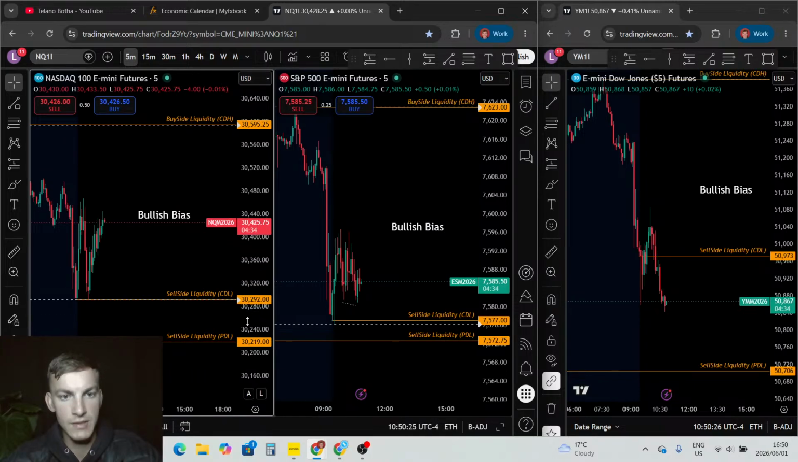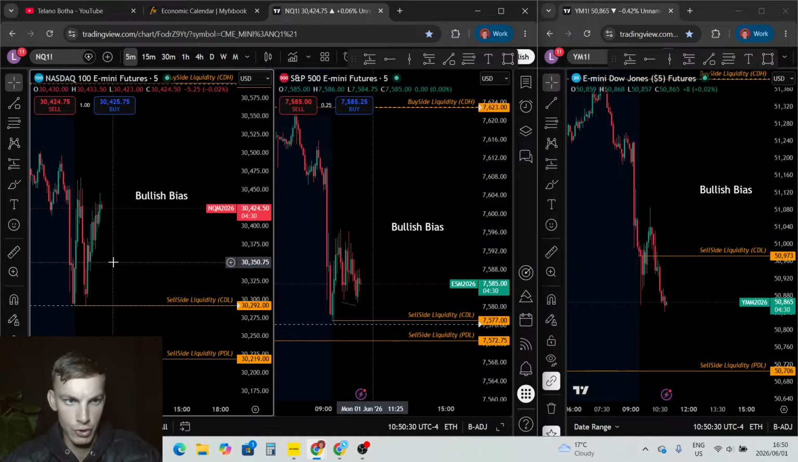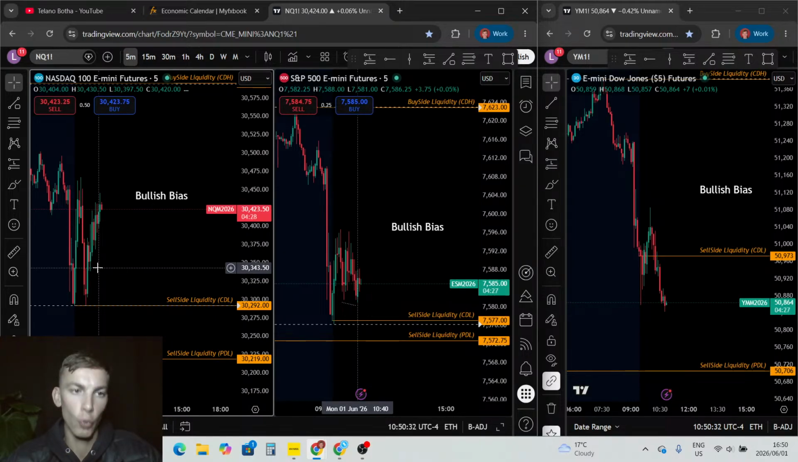Now, we need to separate them from strength to weakness. Obviously, the Nasdaq is showing strength, but I'm looking at order blocks. I also want to see common order blocks. So I want to see common swing highs, common swing lows.